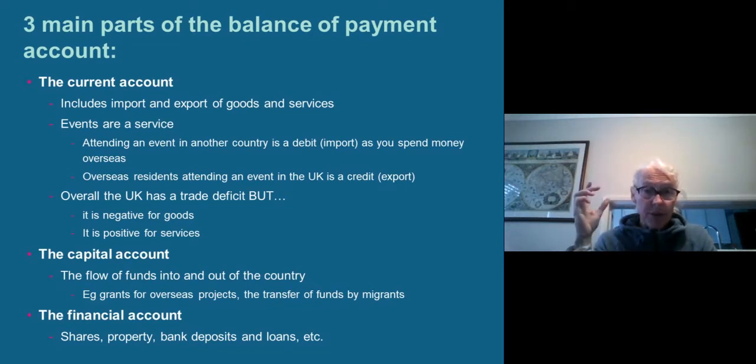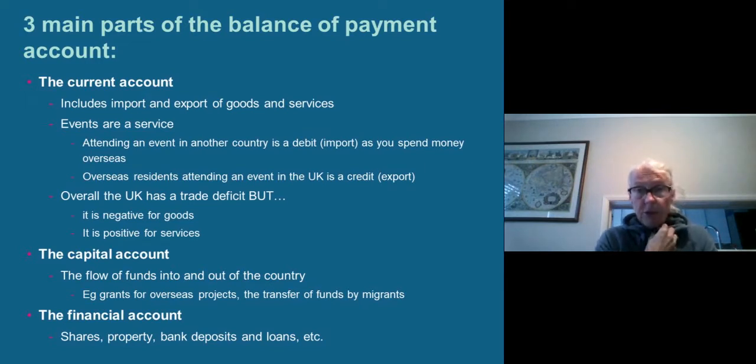And this is a bit where students often get confused because it seems the wrong way around in your head. And overall, the UK has a trade deficit, as I showed you in the previous diagram. It's negative for goods, but it is positive for services. So that makes this contribution of services to exports quite important.